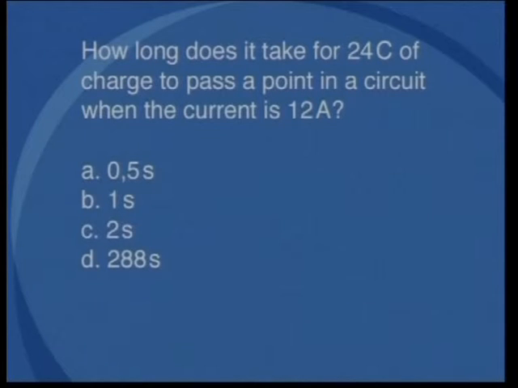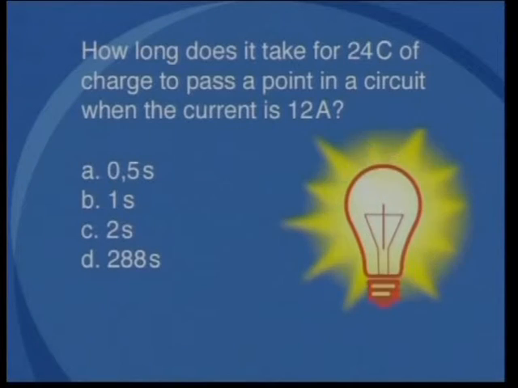Question number 6. How long does it take for 24 coulombs of charge to pass a point in a circuit when the current is 12 amperes? Will the answer be A, 0,5 seconds, B, 1 second, C, 2 seconds, or D, 288 seconds? Let's check your answer and see what you got.